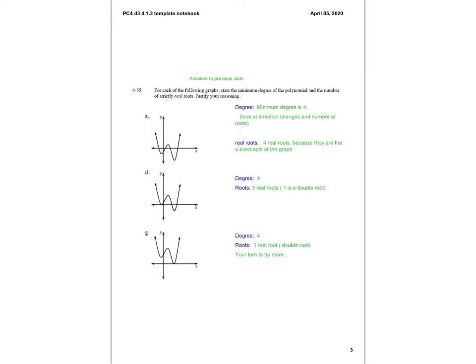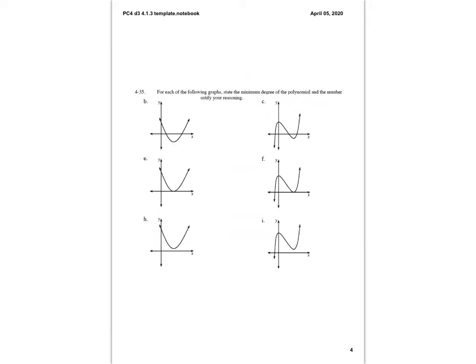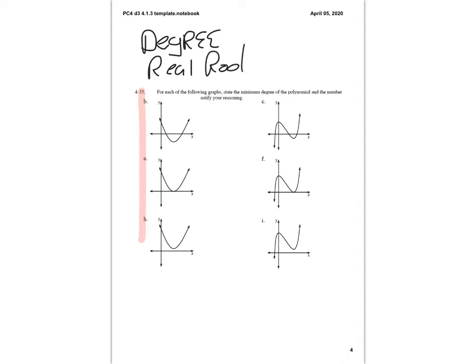Now what we'd like you to do is advance to the next slide. Here, this shows the answers for 35. Sorry about that. If you want, you can go back and review this information. But I'd like you to pause this lesson and just take some time to find the degree and the number of real roots for B, E, and H. Once you have found those, please come back and check your solutions.